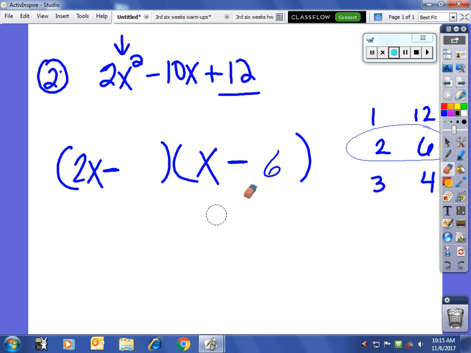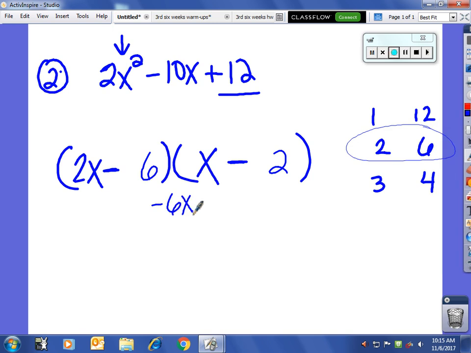Okay, let's double the 2. Let me change positions. Let me double the 2 and put the 6 here. That would give me a negative 6 and a negative 4x. That looks like the winner. That's right. I did get it right, but I just needed. Yeah, so you have to have the numbers in the right position. 2 and 6 would work here.